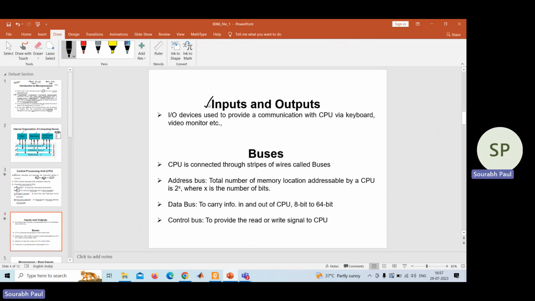Then input output device, all of you know which are the input output devices for a normal computer. For example, keyboard is the input device and monitor is the output device. Okay. Then some buses will be there. What are buses? I already told, it's a strip of wires, and these are known as buses. And three types of buses are there: address bus, data bus, and control bus. So address bus will give you the address of the location you need to access. Then data bus will carry the data information. Control bus will tell whether it's a read or write operation.